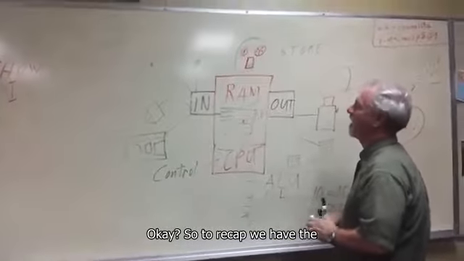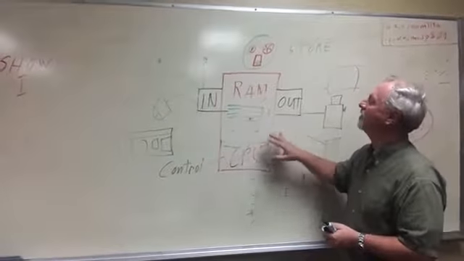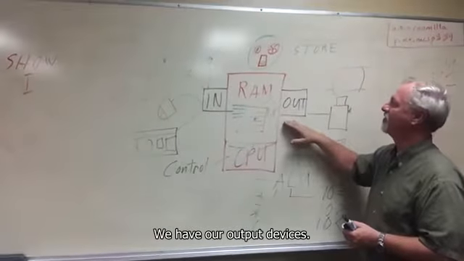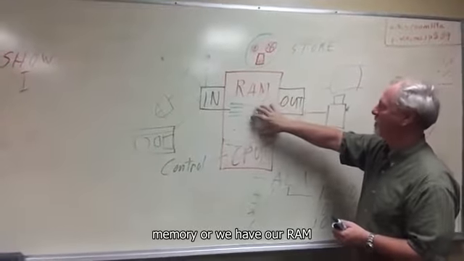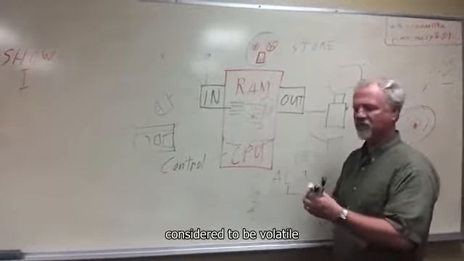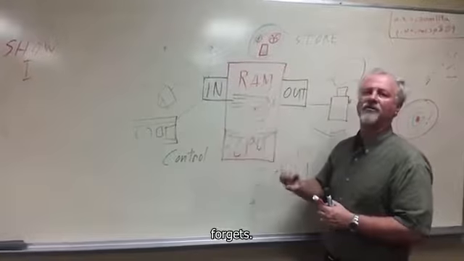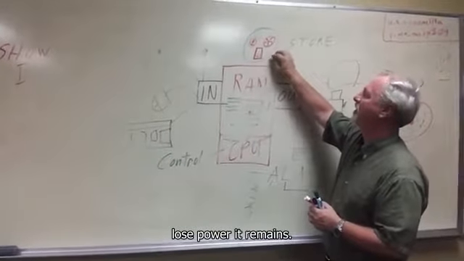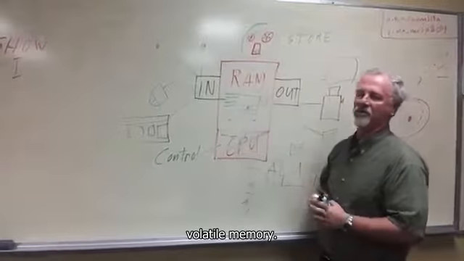So, to recap, we have the 5 categories of hardware devices. We have our input devices, our output devices, our RAM memory, our storage memory, and our CPU. Our RAM memory is considered to be volatile memory. That means when we lose power, it forgets. Again, our storage memory, when we lose power, it remains. So RAM is volatile memory, and storage is non-volatile memory.